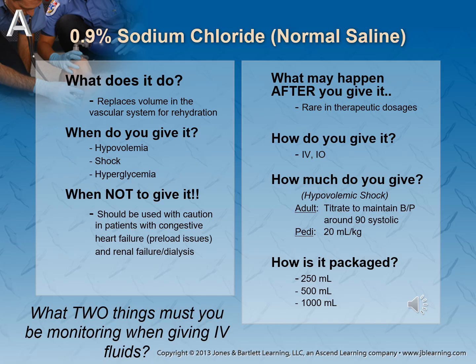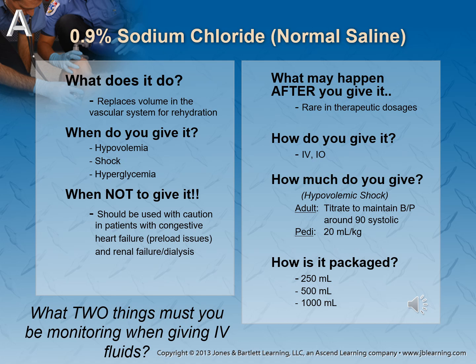The only caveat to that is if they are septic, you can go ahead and give it to both of those patients. Remember, anytime you are giving IV fluids, you want to make sure lung sounds and blood pressure are closely monitored. Very rare side effects from this. You're going to give it IV/IO. In our hypovolemic shock, our goal is to maintain a blood pressure of 90 systolic.